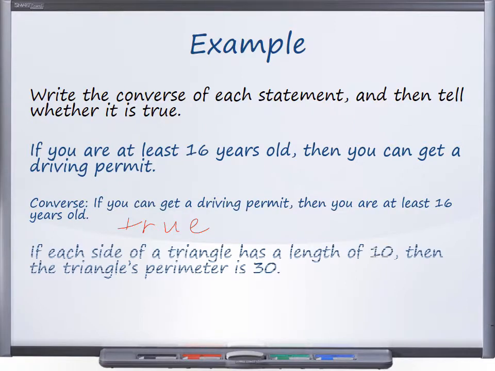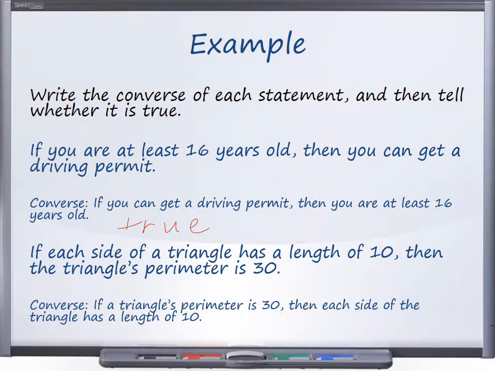Let's take another example. If each side of a triangle has a length of 10, then the triangle's perimeter is 30. So that's true. A triangle has 3 sides. If each side is a length of 10, 10 plus 10 plus 10 is 30. But what is the converse of this statement? The converse says, if a triangle's perimeter is 30, then each side of the triangle has a length of 10. So is that true?